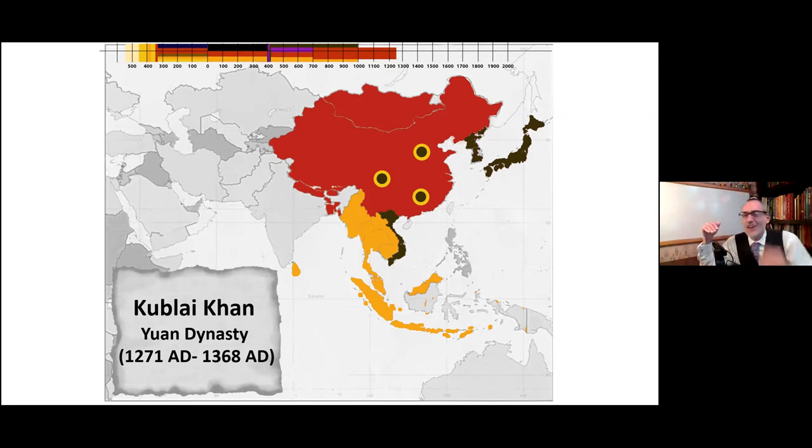This is when Kublai Khan created what you see in red, minus Bhutan, Bangladesh, and Nepal, so minus this side of the Himalayas, everything red on that side, that's the Yuan. That was a major dynasty. This is the dynasty of Genghis Khan. These are the Khanates, the Khagans, as they're called.